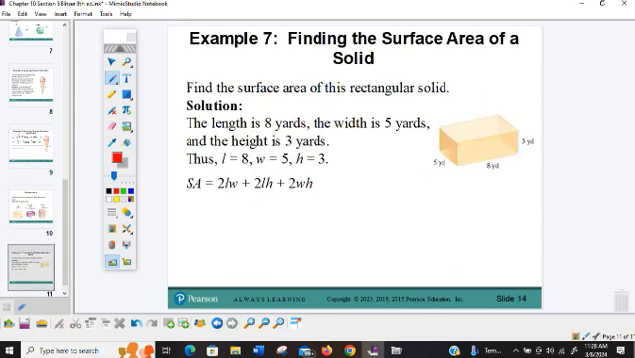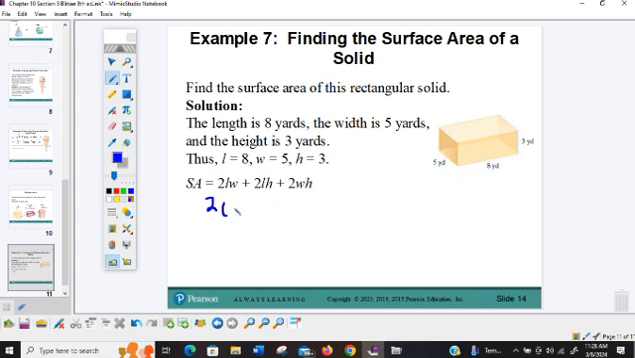So let's look at an example of this. We're going to find the surface area of a rectangular solid. Here's our picture. The length is 8, the width is 5, and the height is 3. Remember, we've got a top, a bottom, and a left side and a right side. So first we're going to do 2 times the length times the width. We're going to do the top and the bottom.